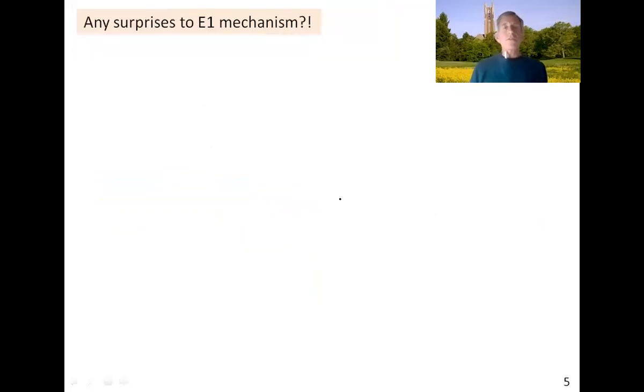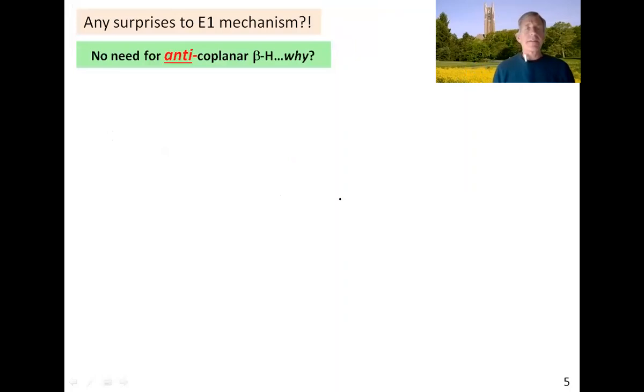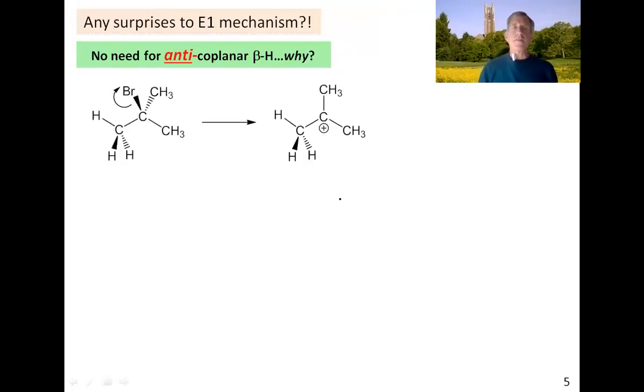Are there any other surprises like that that can happen with our E1 mechanism? The surprise being like, oh, I get SN1 too. Yeah, what other surprises are there? Well, how about this anti-coplanar, trans-diaxial? Do we have those concerns when we're playing around with an E1 mechanism? And the beauty of it is, no. But let me show you why.